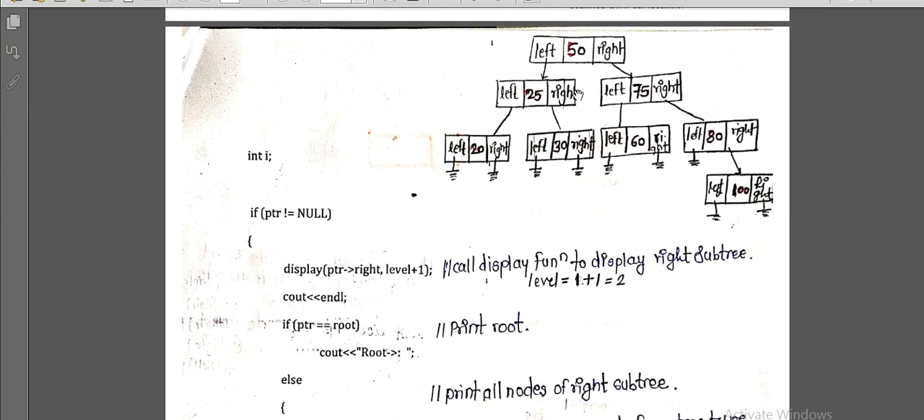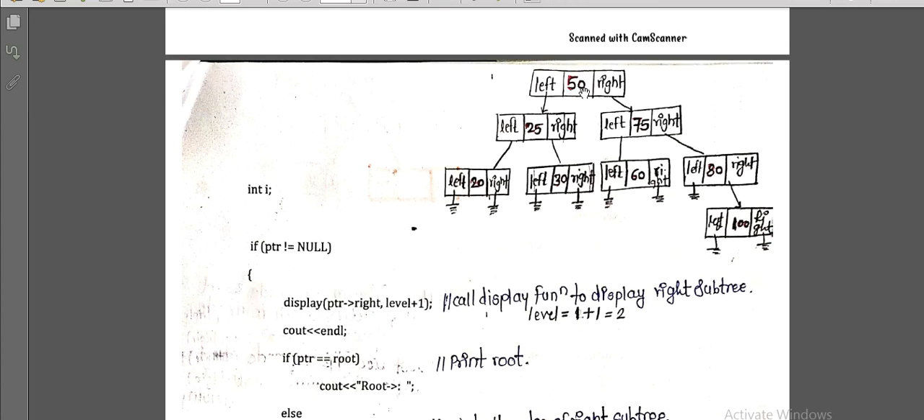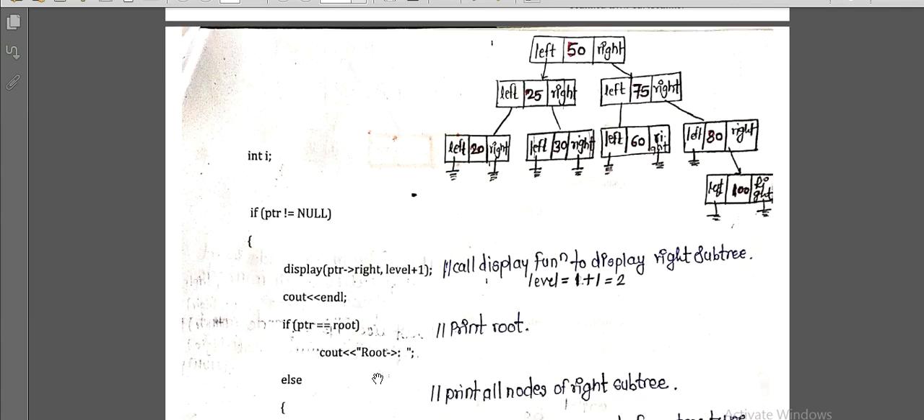So the pointer of right. Initially we will display 75, not exactly 75, but we are calling the function display. Again the display of 75 will check whether it is null. No. So again we will think about 80, again we will think about 100. So level-wise, first we will display 100, then 80, then 75, and then again we will come to the root node. So level-wise we have displayed 100, 80 and 75. If the pointer is equal to root, now we are coming to 50, and yes, it is the root pointer, so we have to display that root pointer here. So we are printing the root.